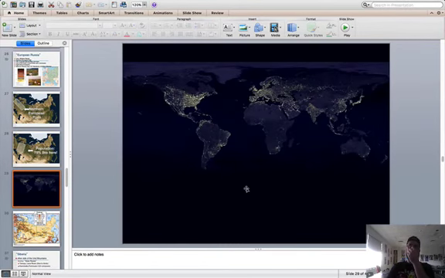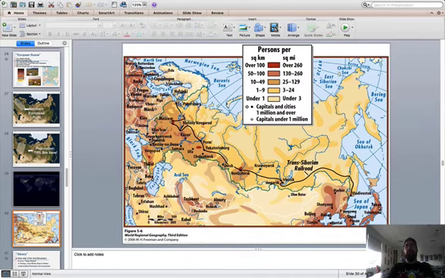Another way you can see this is looking at Russia at night. You can see this part of Russia is more lit up. And then the rest of the population is along the southern border, because again, this is Siberia up here. It's really cold. And so most of the people live along the south, along the Trans-Siberian Railway, which you can see here.